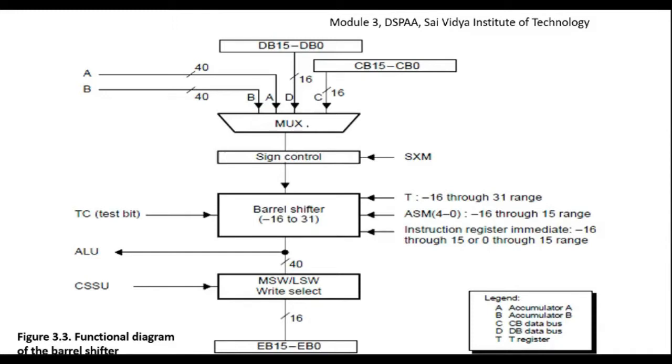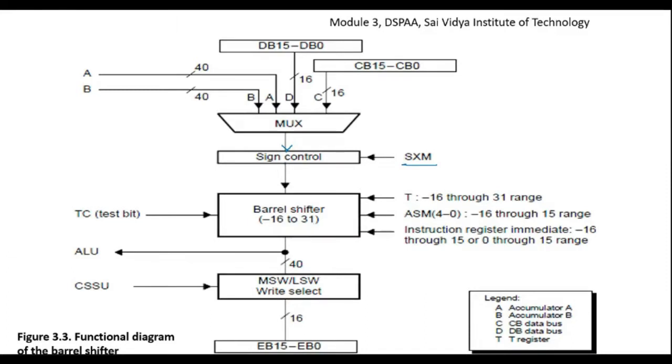After this input to the multiplexer, we have a sign control logic that controls the sign bit based upon the SXM, sign extension mode. And after extending the sign operation, sign bit, whether it is unsigned number means 0 is extended, whether it is signed number means 1111 is extended. And after extending it, we have a barrel shifter. See here, -16 to 31 is there.